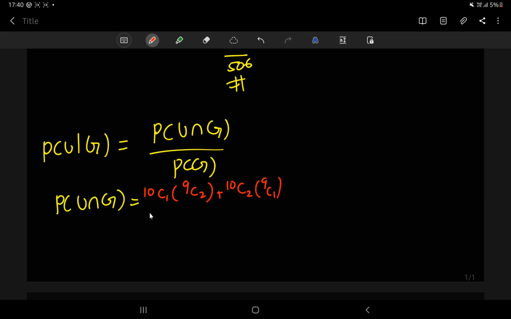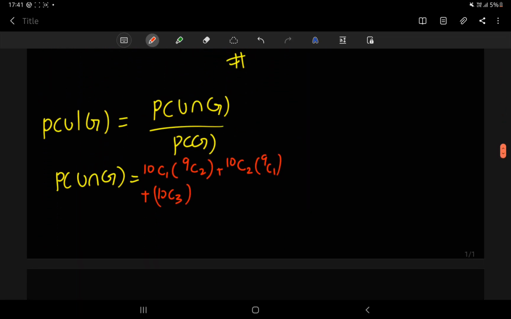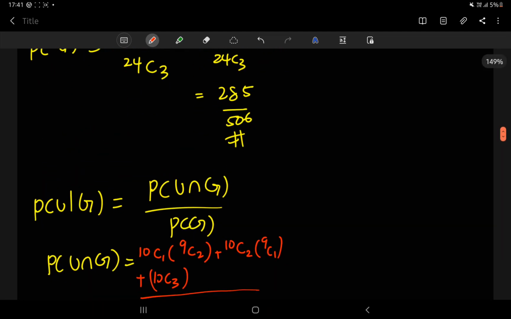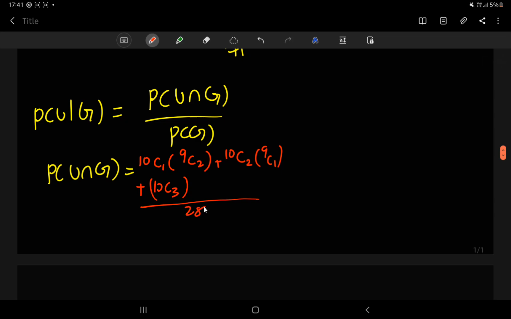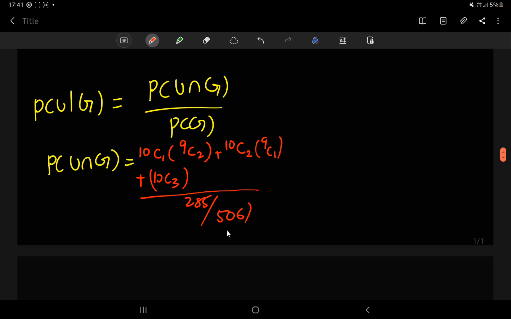And then plus with 10 choose 3. Okay, 10 choose 3, right, like that. So when we calculate this, we need to divide with, okay, don't forget to divide with probability of g. Probability of g is 285 divided by 506. Okay, so we'll plug into the calculator.